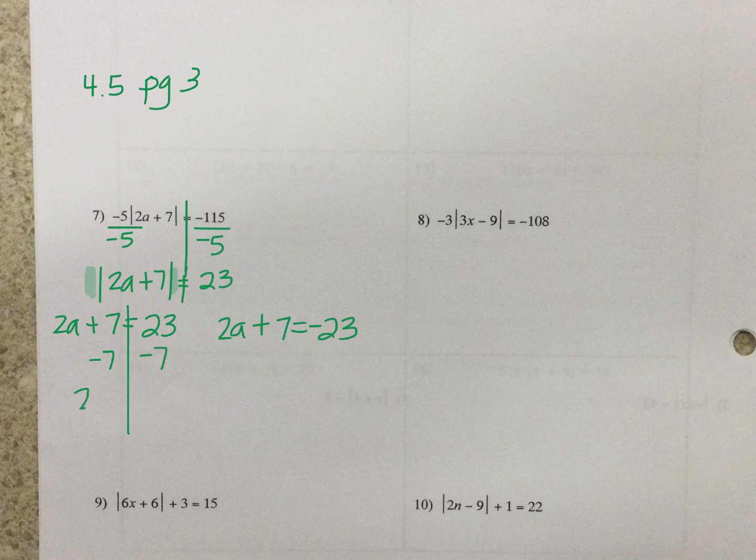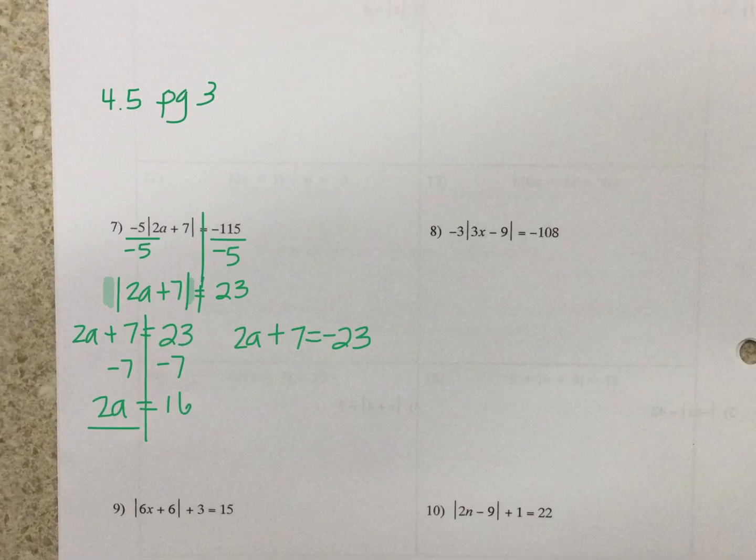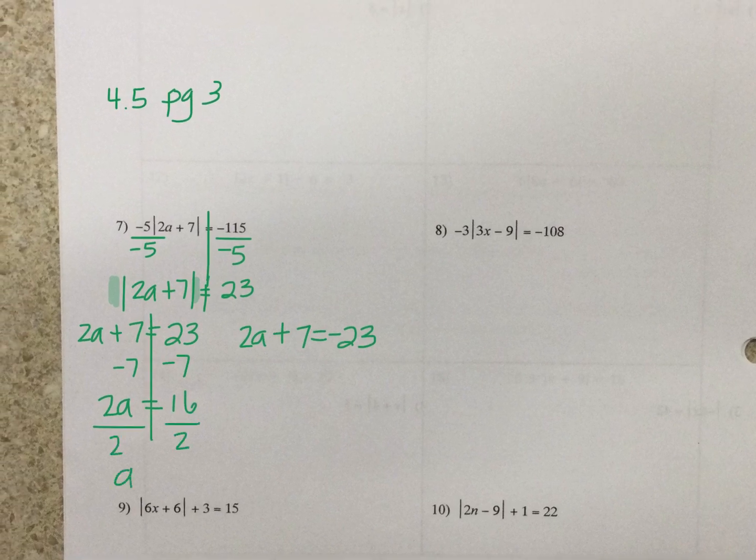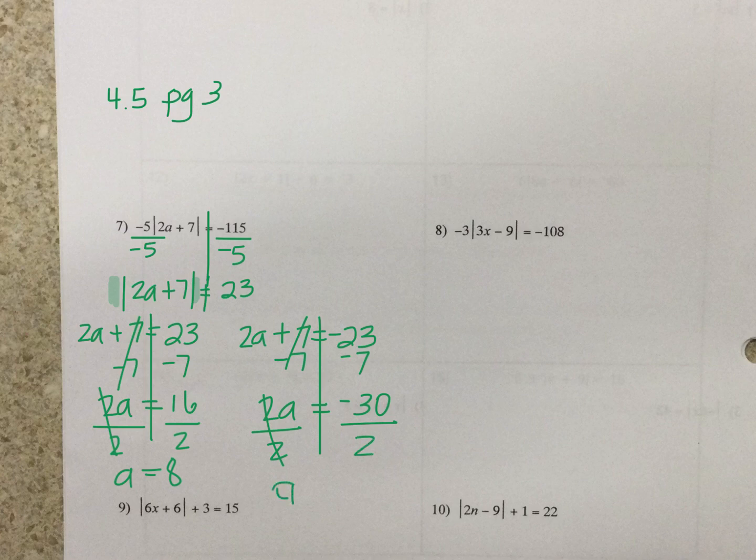Subtract 7, 2a equals 23 minus 7 is 16. Divide by 2. A equals 8. Now the easy thing about this is whatever we did in this first problem, first we subtracted 7, we do in the second problem. 2a equals negative 30. And then we divided by 2 in the first problem, so we're going to do that same thing in the second. A equals negative 15.